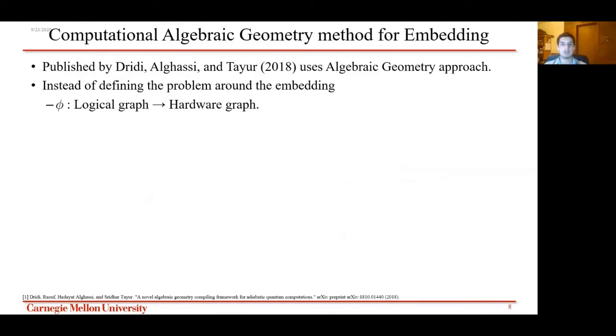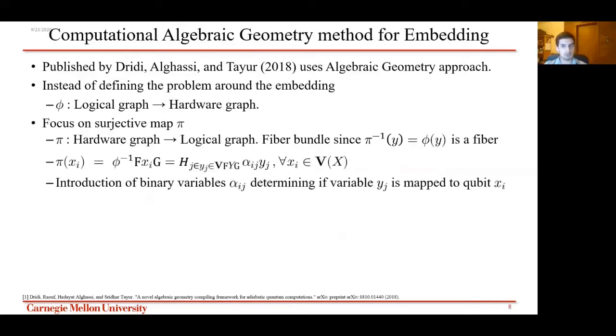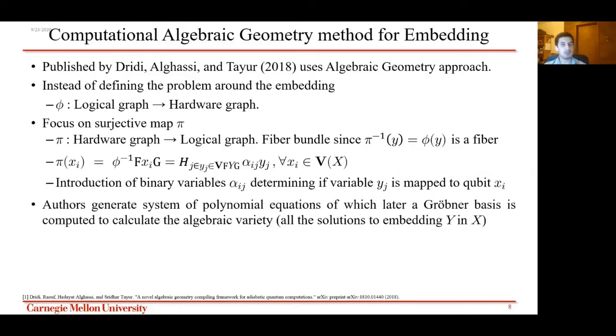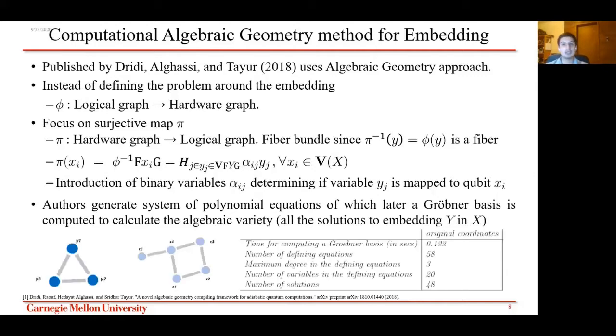So our quantum computing group back in 2018 proposed a computational algebraic geometry approach to this problem, which basically, instead of looking at the mapping between logical and hardware graph, goes the other way around. It finds a system of polynomial equations, all turning around some binary variables, which basically say whether a node in the problem is mapped to a certain qubit in the hardware, right? And then the system of polynomial equations, where you encode all the conditions that define an embedding through a Gröbner basis computation, you can compute the algebraic variety. And by that, we mean all the possible solutions of the embedding, right?